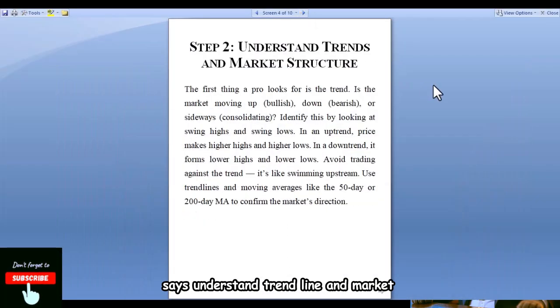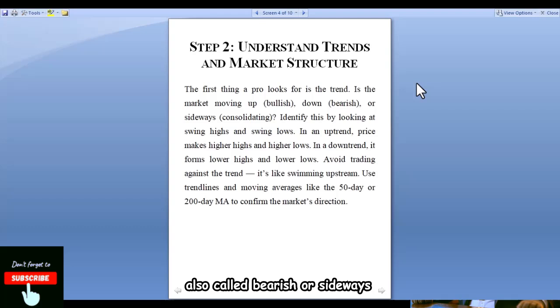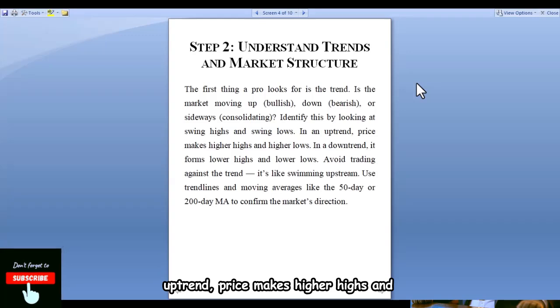So the next step here says understand trend lines and market structure. The first thing a pro looks for is a trend. Is the market moving up, which is also called bullish, or down, which is also called bearish, or sideways, which is also called consolidating? So identify these by looking at swing highs and swing lows. In an uptrend, price makes higher highs and higher lows. In a downtrend, it forms lower highs and lower lows. So avoid trading against the trend. It's like swimming upstream.